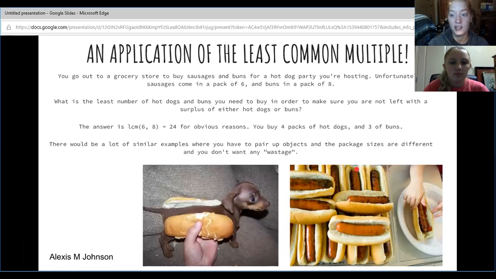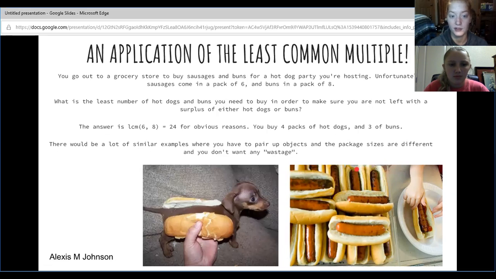An application of the least common multiple: you go out to the grocery store to buy hot dogs and buns for a hot dog party you're hosting. Unfortunately, sausages come in a pack of 6 and buns in a pack of 8. What is the least number of hot dogs and buns you need to buy in order to make sure you are not left with a surplus of either? The answer is the LCM of 6 and 8, which is 24. You would buy 4 packs of hot dogs and 3 of buns.